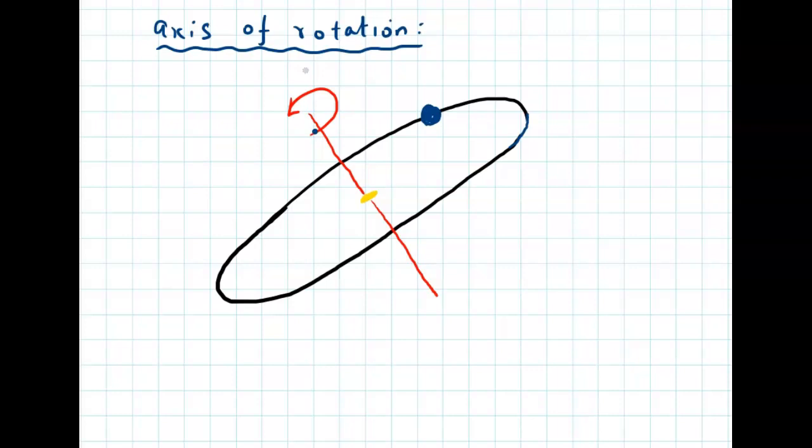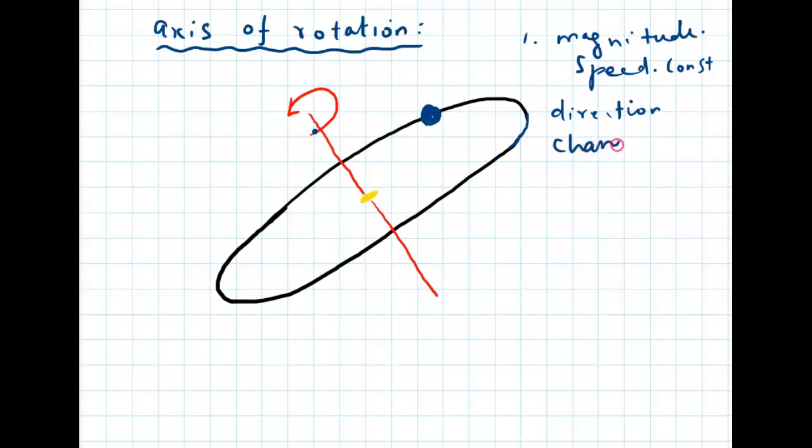And in uniform circular motion, we have some characteristics. The magnitude is constant. What is the magnitude? The speed. The speed of the particle is constant, but the direction changes continuously, and the particle is said to be accelerated. So there is an acceleration.